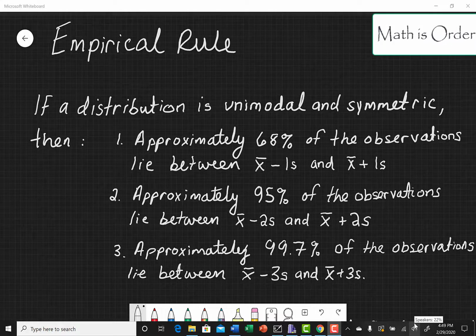In this video, we apply the empirical rule to answer questions about bell-shaped distributions. A bell-shaped distribution is a distribution that is unimodal and symmetric. For example, any distribution having this shape, you can see that it has one peak and it's approximately symmetric on both sides of that peak.